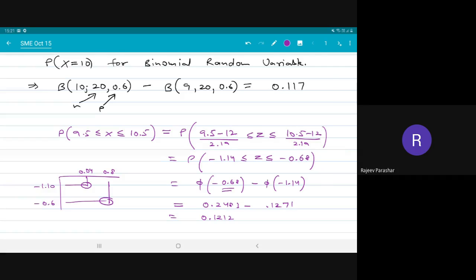Okay, now let's look at what we have. This is the answer we got while we dealt with the discrete distribution using the concepts of the discrete distribution, 0.117. And this is what we got when we approximated the discrete distribution with a continuous distribution. Okay, so we're pretty close, not that far off.